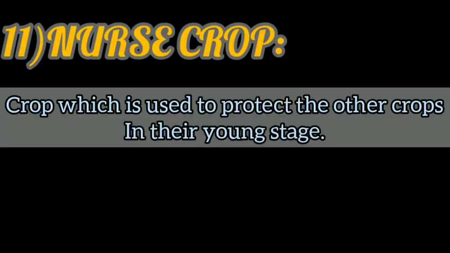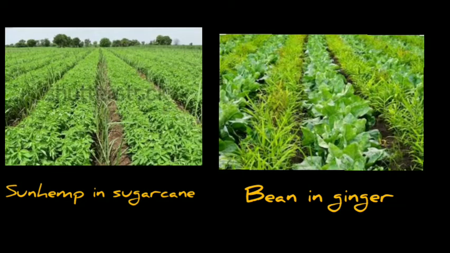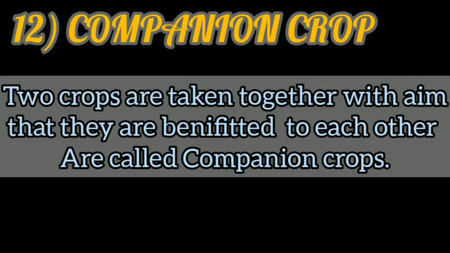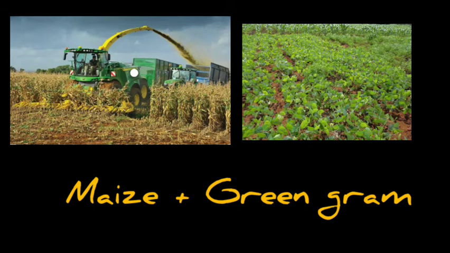11th one, nurse crop. Crop which is used to protect the other crops in their young stage is called nurse crop. Examples: sun hemp in sugarcane, bean in ginger. 12th one, companion crops. Two crops are taken together with aim that they are benefited to each other are called as companion crops. Examples: maize and green gram.